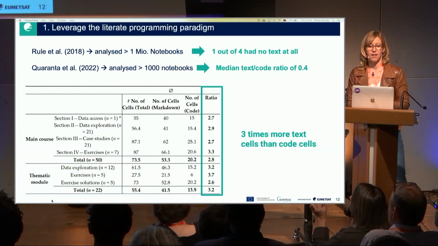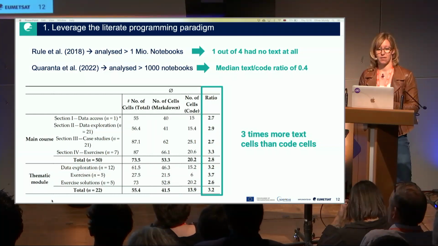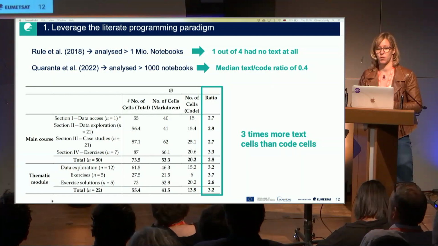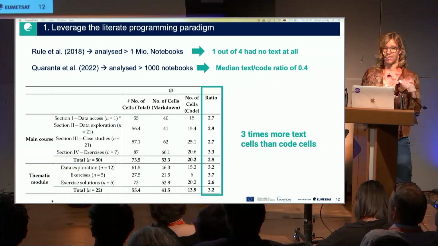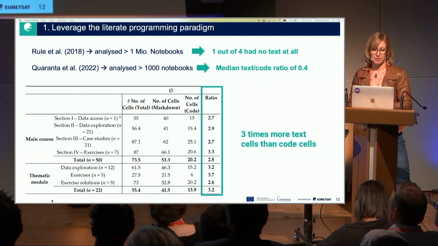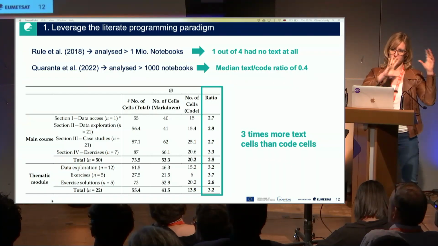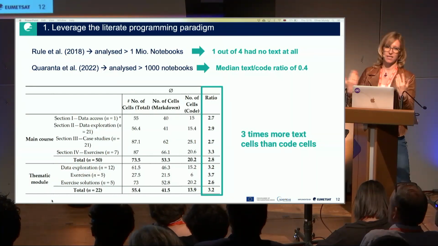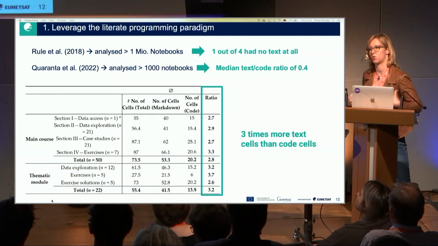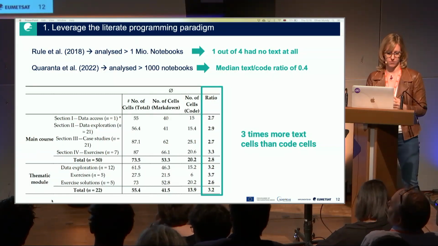So it was just code. And the other study found out that when they analyzed more than 1,000 notebooks, the median text-code ratio, so the comparison between text cells and code cells, is less than 1. So this means that we have much more code cells than any descriptive text.